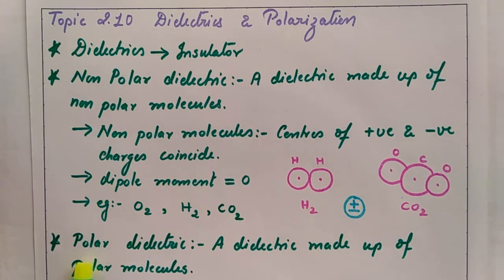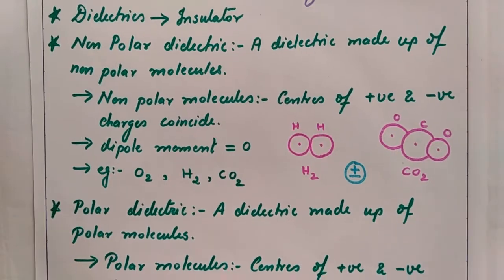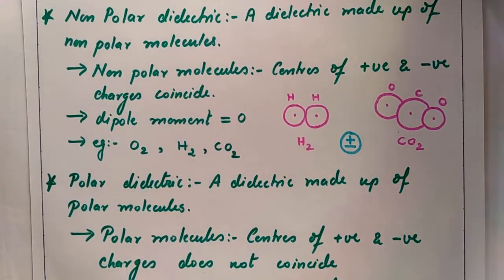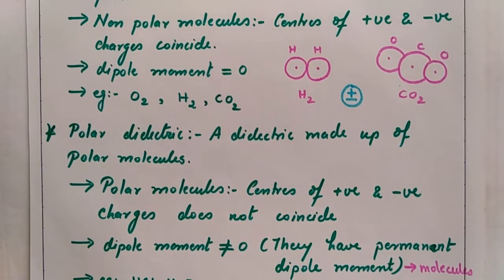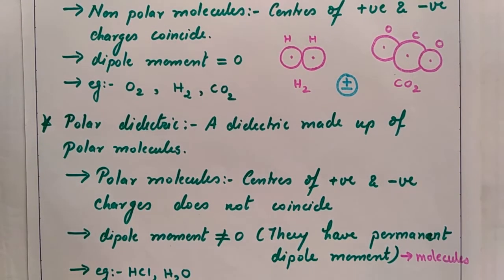Okay, now we'll try to understand what are polar dielectrics. So the polar dielectrics are the dielectrics which are made up of polar molecules. Then what are polar molecules? In polar molecules, we will be having positive and negative poles of the molecule. How that happens? See here, the centers of the positive and the negative charges, they don't coincide. They are separate, and hence the molecule will have a net dipole moment. See, they will have a permanent dipole moment.